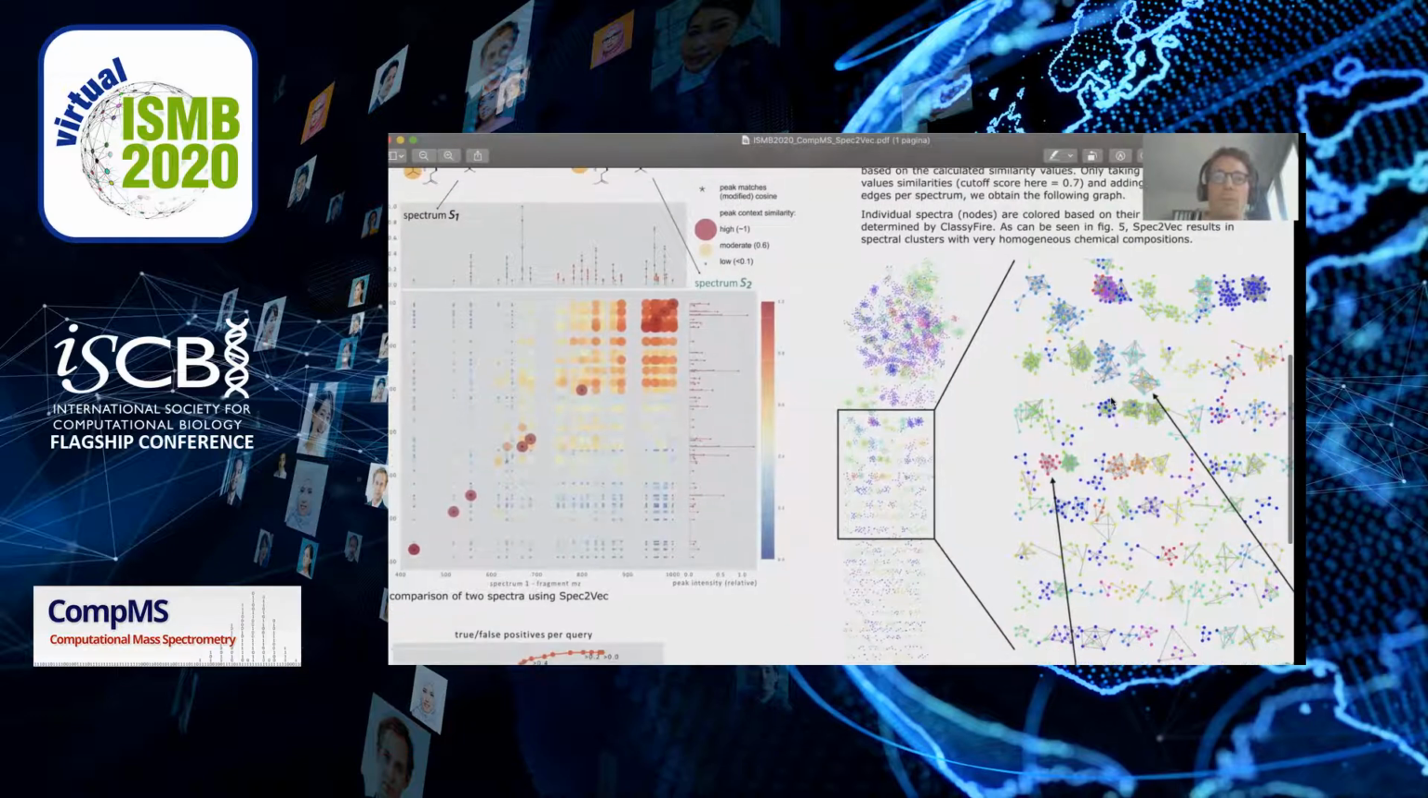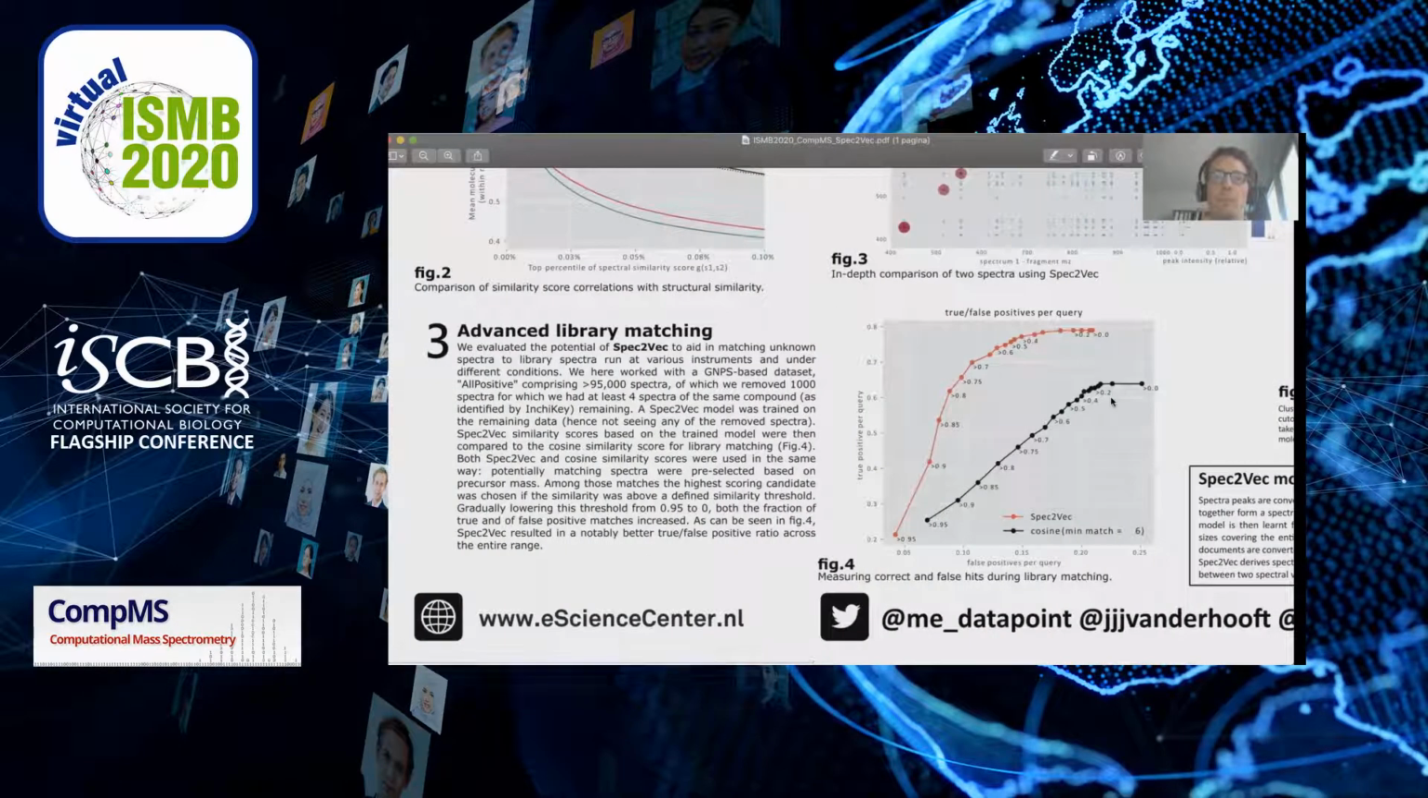So let's first go to library matching. Library matching is one of the key things in the metabolomics field to have a first look into what is actually in your sample. To do library matching, we have to use a spectral similarity score to compare to reference spectral data in the libraries. Here on the y-axis, we see the true positives per query, and here on the x-axis, the false positives per query. And here, we see the different thresholds put on the Spec2Vec score and on the cosine score.